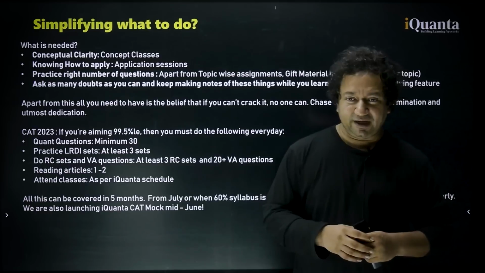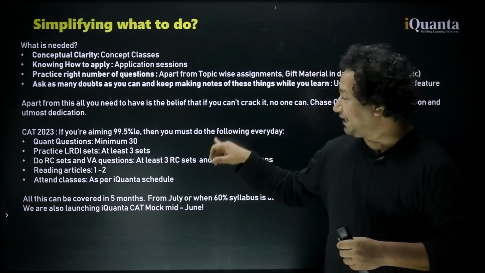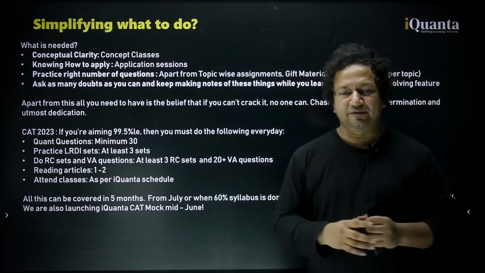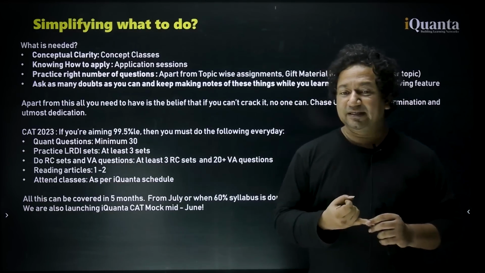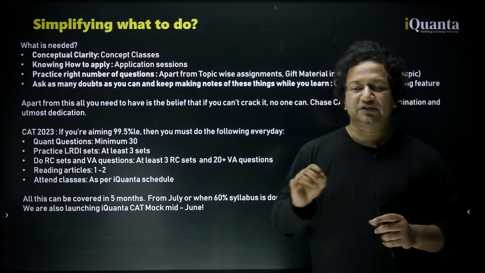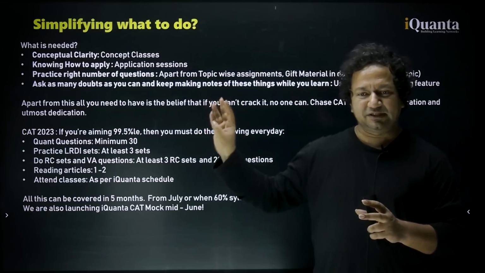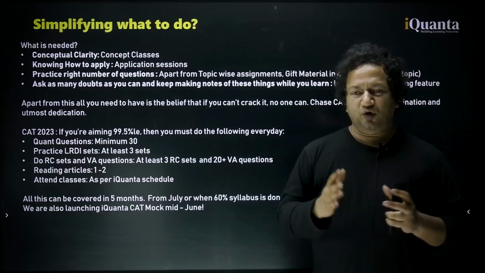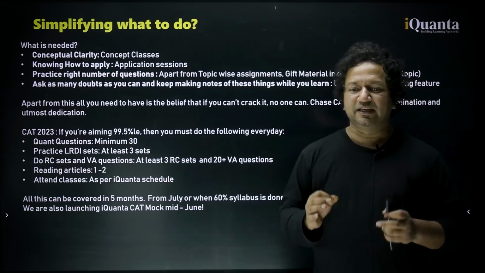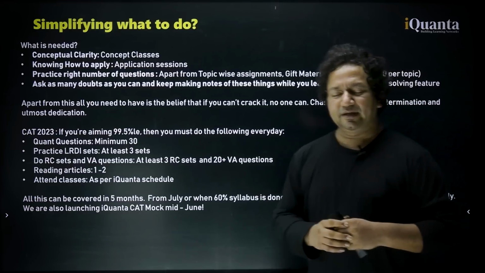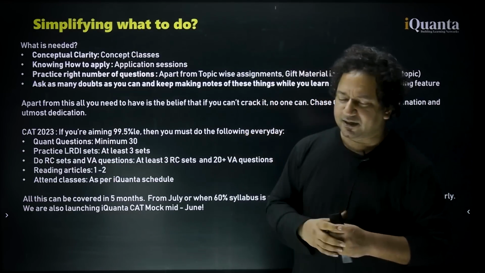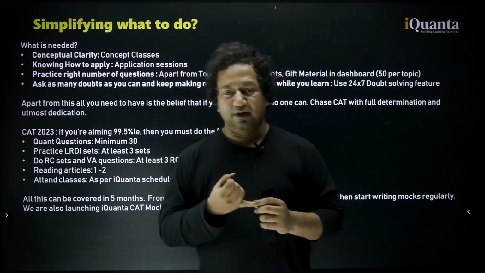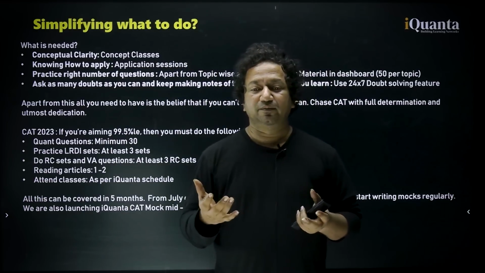By the way, if you're aiming at 99.5 percentile, this is what you need to do every day. You need to solve at least 30 questions of quant every day, practice at least 3 LRDI sets, at least 3 RC sets plus 20 VA questions, which is para jumbles, odd one out, etc. And you need to read 1 to 2 articles every day, and attend all the classes as per the iQuanta schedule. Alright, it is suggested that once your 60% syllabus is over, you start writing mocks regularly. We're launching our iQuanta full-length mocks in mid-June.